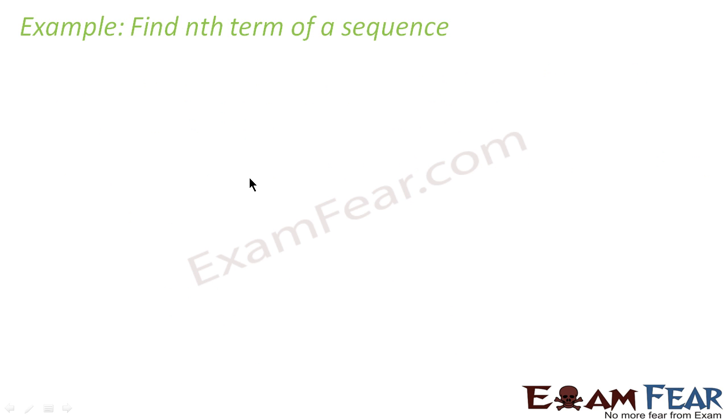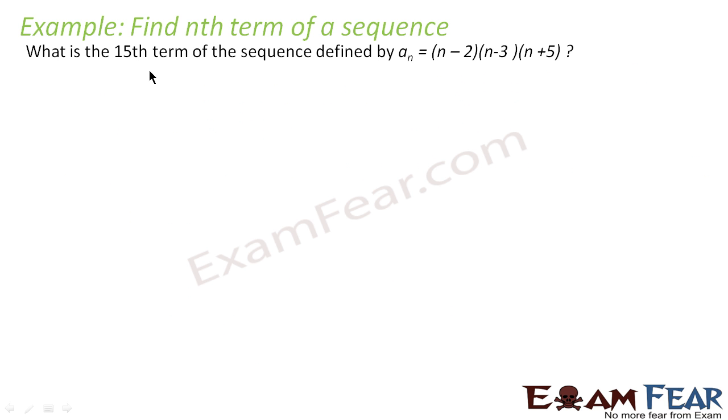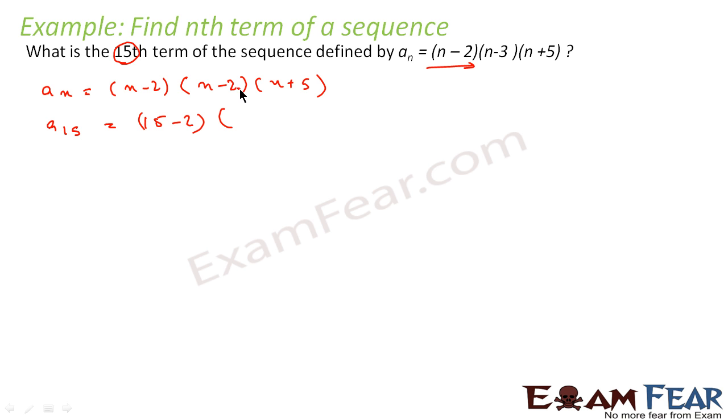Let's take one more example. Here we have to find the nth term. We are asked to find the 15th term of this sequence. An is equal to n minus 2 into n minus 3 into n plus 5. So we have to find A15. We just have to replace n with 15. So replacing n with 15, we get 15 minus 2, 15 minus 3, and 15 plus 5.